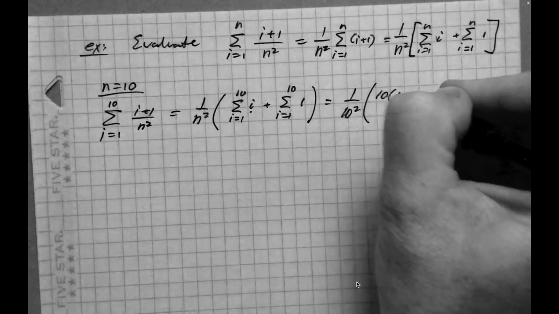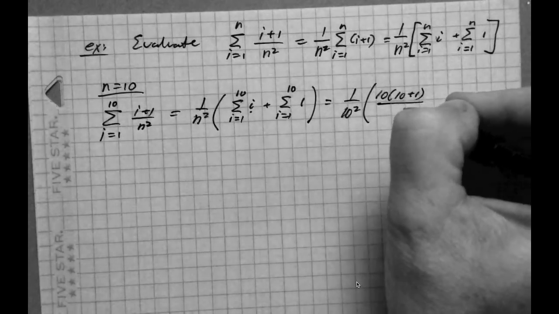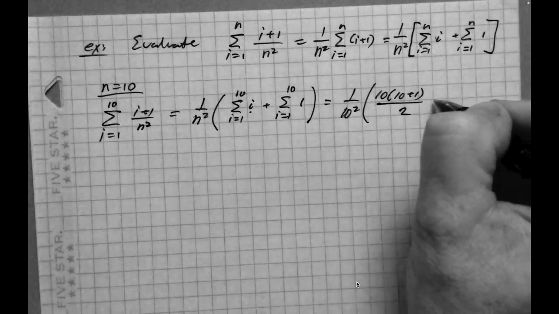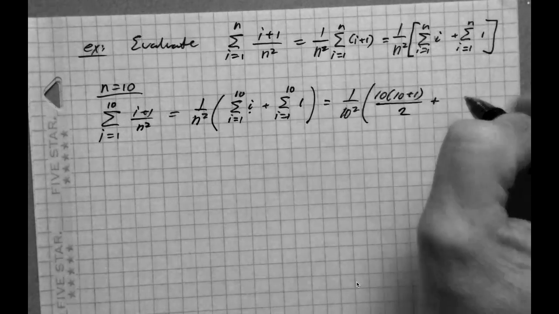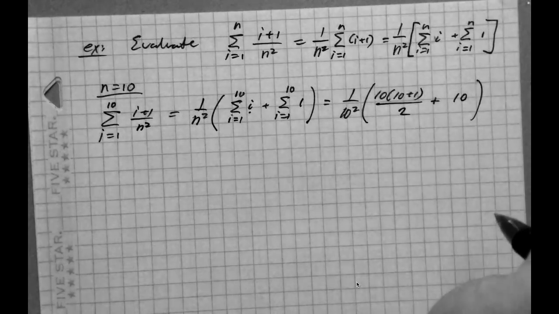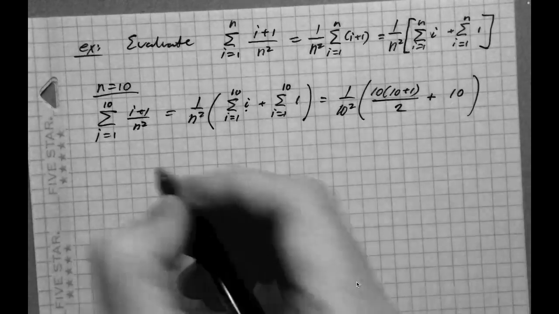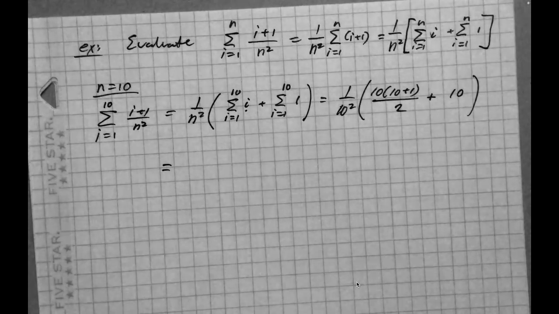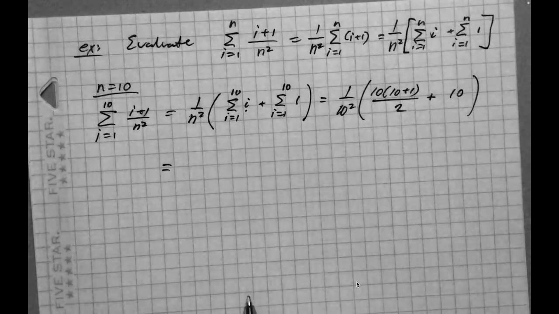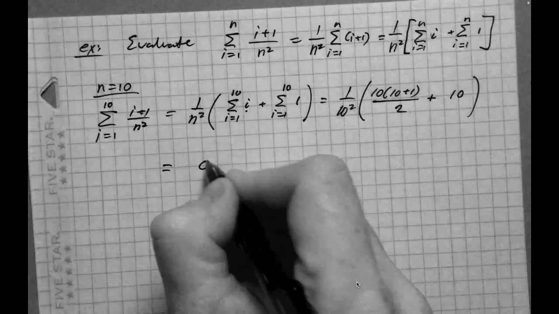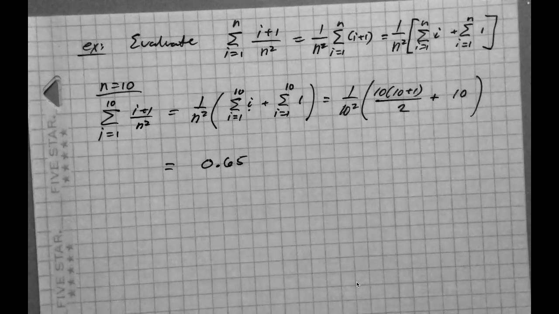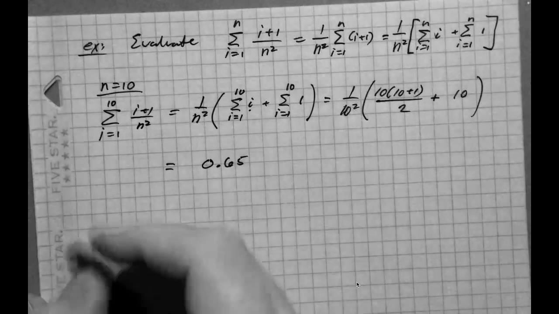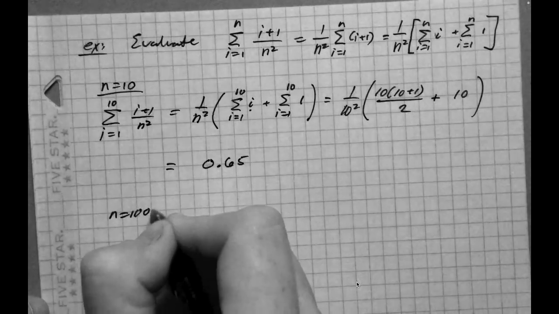What is the sum from i equals 1 to 10 of i equal? Well, you could just reference the previous theorem and see that it's this. And then this one would be 10 times 1, so just 10. So we can crunch all those numbers. I've done this in advance, and so I can tell you that this is equal to 0.65. All right. What about n equals 100?